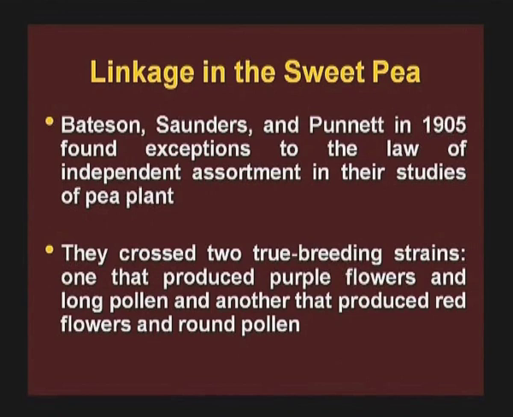There are now certain examples of linkage: when genes are present on the same chromosome, they are linked to each other and do not separate or assort independently as per the predictions of Mendel's law. Bateson, Saunders and Punnett in 1905 found exceptions to the law of independent assortment in their studies of pea plants. They crossed two true breeding strains, one that produced purple flowers and long pollen and another that produced red flowers and round pollen.